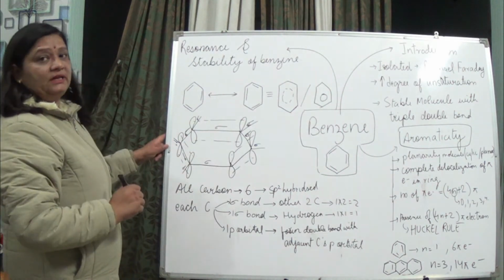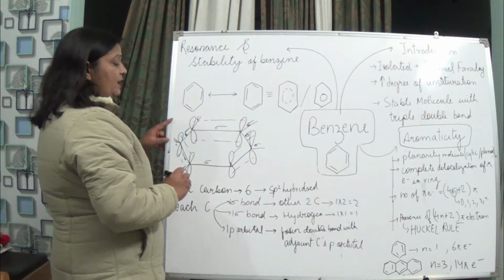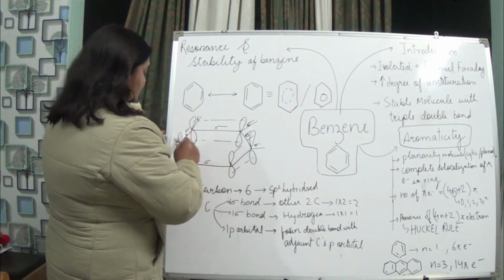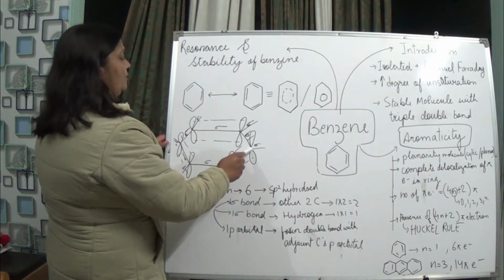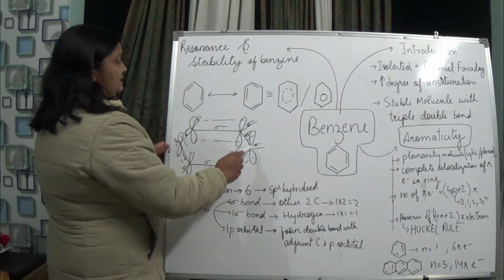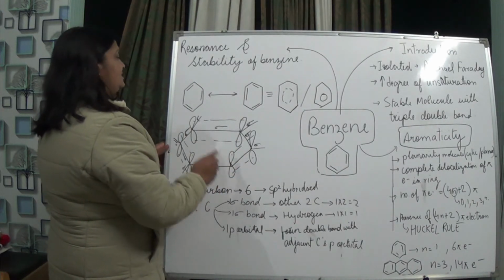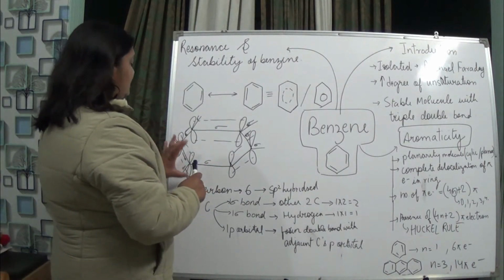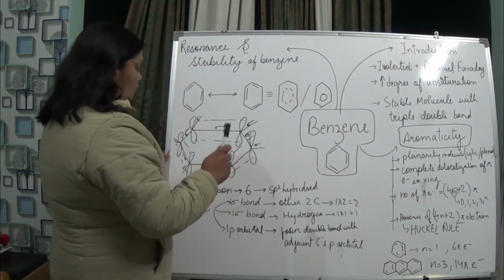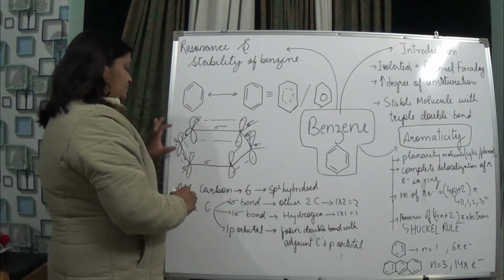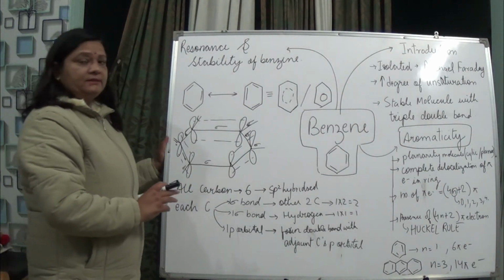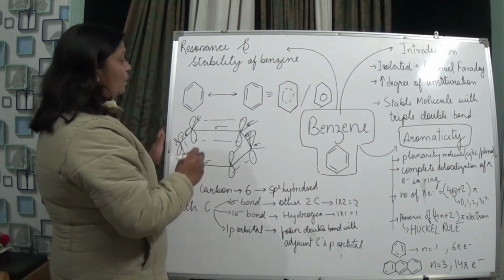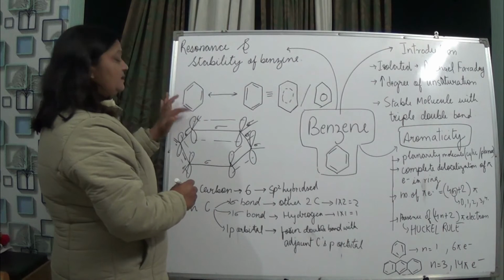Now let us study the delocalization of the pi electrons. Here we can see the structure of benzene consisting of 6 pi electrons: 1, 2, 3, 4, 5, 6, isn't it? These are the pi bonds, and all 6 carbon atoms are sp2 hybridized. Why is it sp2 hybridized? Because they are all connected with a double bond.